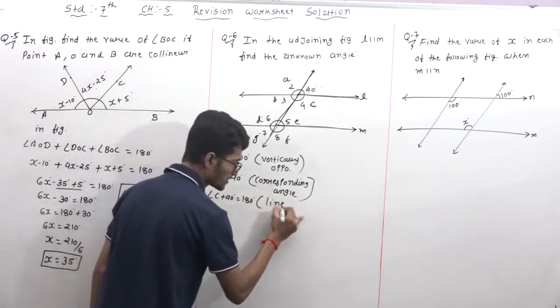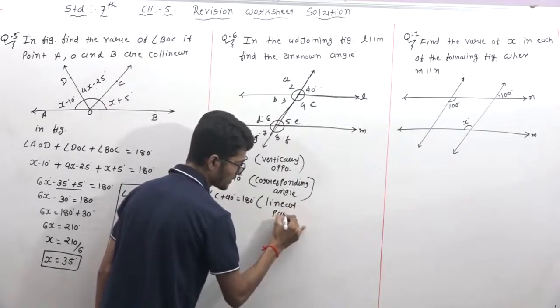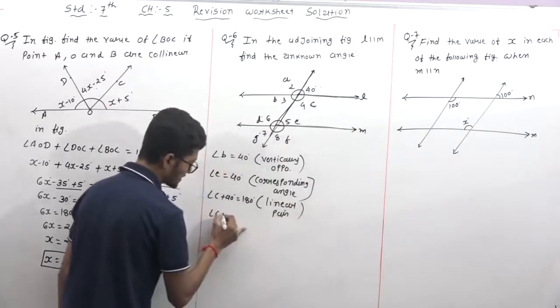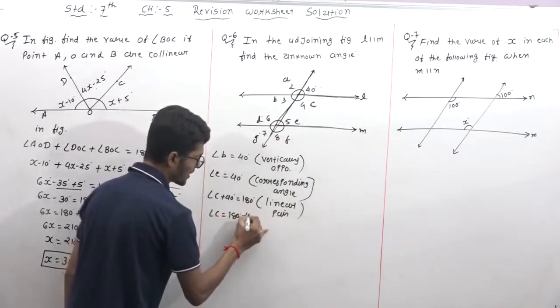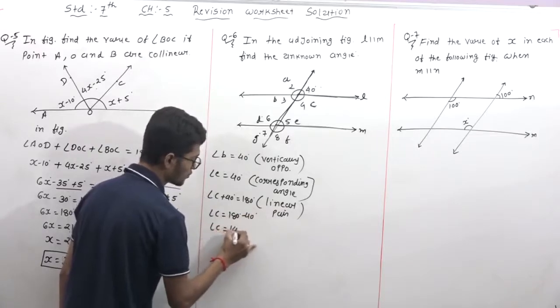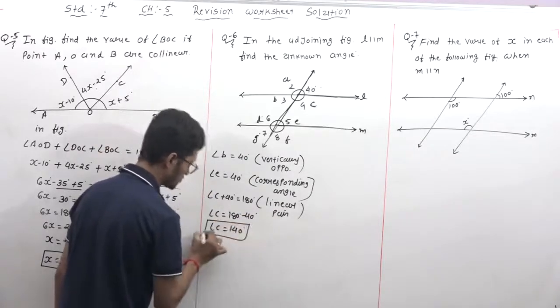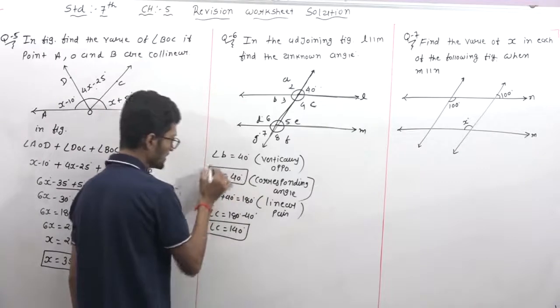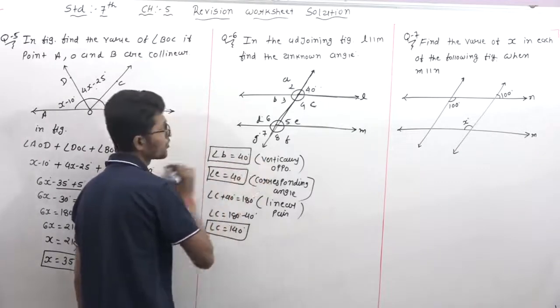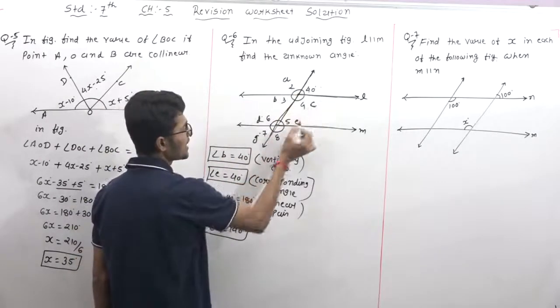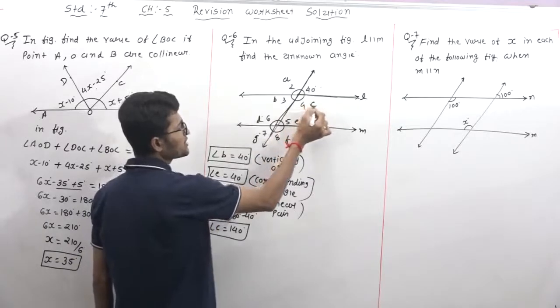Why? Because this one is the linear pair. So angle C is equal to 180 minus 40. So angle C is equal to 140. Angle E is okay. Angle B is okay. This means B, C and E, these three, are 140.